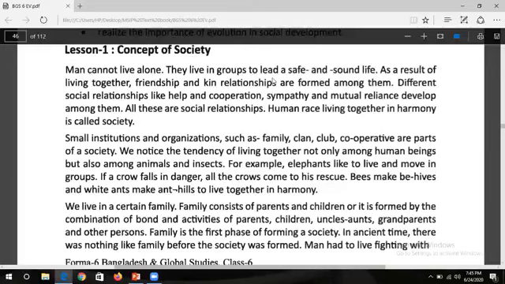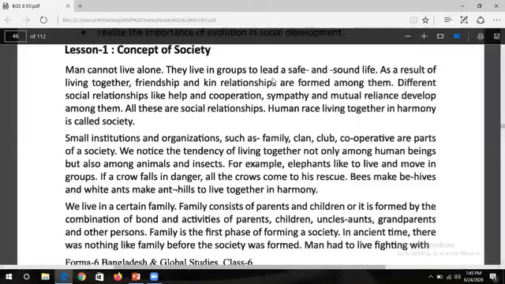We notice the tendency of living together not only among human beings but also among animals and insects. For example, elephants like to live and move in groups. If a crow falls in danger, all the crows come to its rescue. Bees make beehives and white ants make ant hills to live together in harmony.